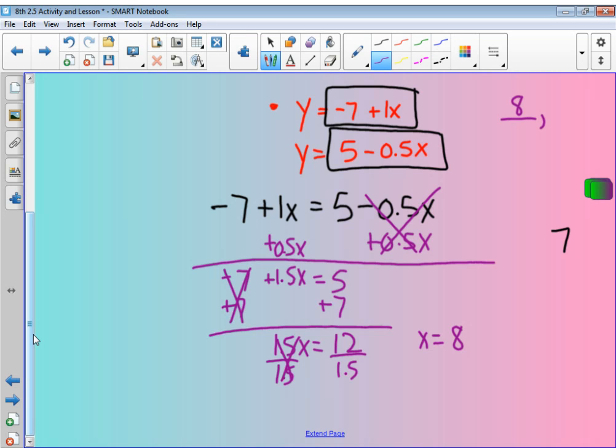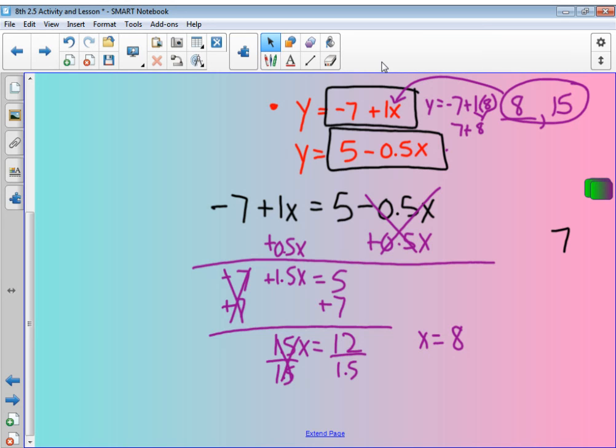So the final step is to substitute in. Now, if you don't like decimals, I wouldn't substitute into this equation. So I'm going to go ahead and substitute into this one. So I have y equals -7 plus 1 times 8. So ultimately that becomes an 8. -7 plus 8 gives me 1 for my y. My solution is 8 comma 15.